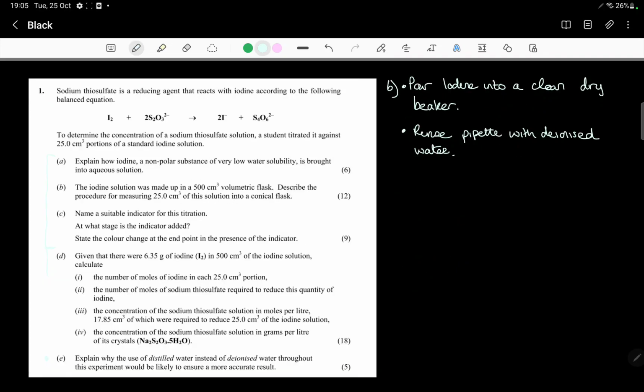Okay, so the starting points for B, we can see there's 12 marks going for it. But you should write as much as possible for this question. And make sure that all of your sentences are clear and they follow in a specific order. So the first one is pour the iodine solution into a clean, dry beaker. Then you want to start cleaning out your pipette. So clean the pipette or rinse the pipette with deionized water.